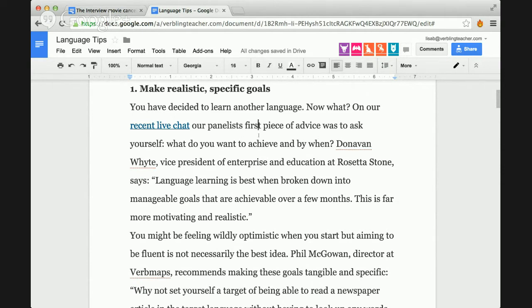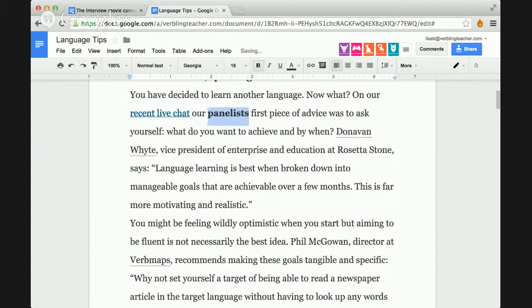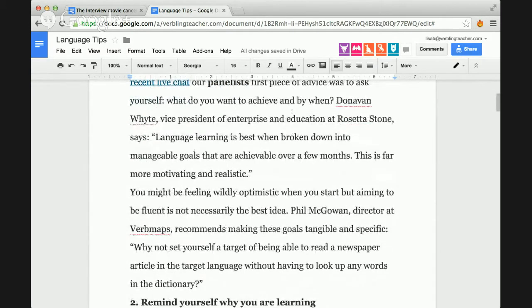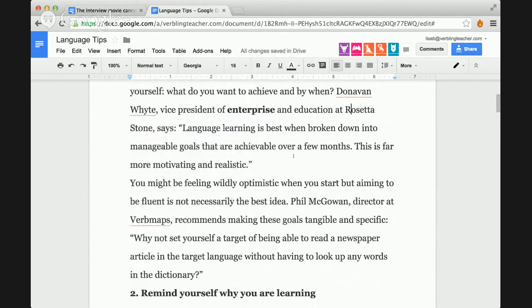So let's see. Panelists, those are the people on a panel. A panel is just a group of people who are being asked questions, usually at a conference or something. You have a panel of speakers. So one of those speakers is called a panelist, and then, of course, the plural is panelists. All right, so they asked for their advice. Let's see, this guy's the Vice President of Enterprise. That just means of business and education at Rosetta Stone, which is a popular language learning software.